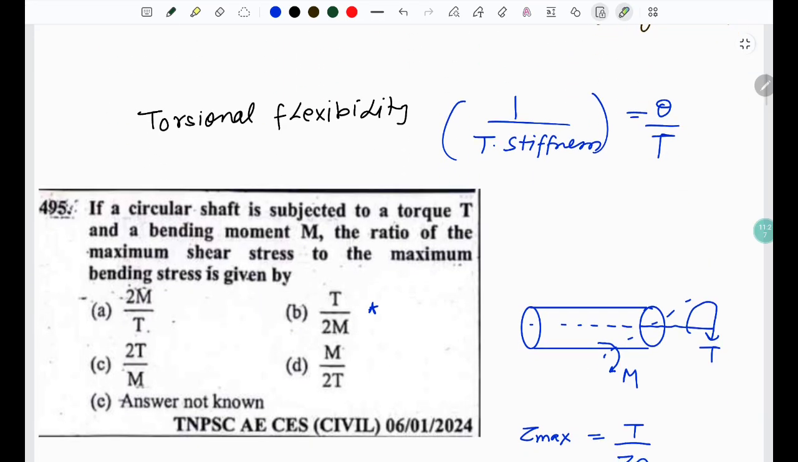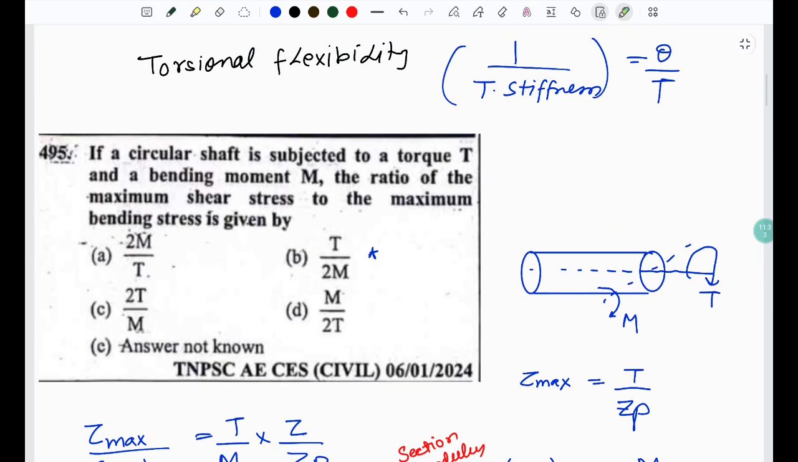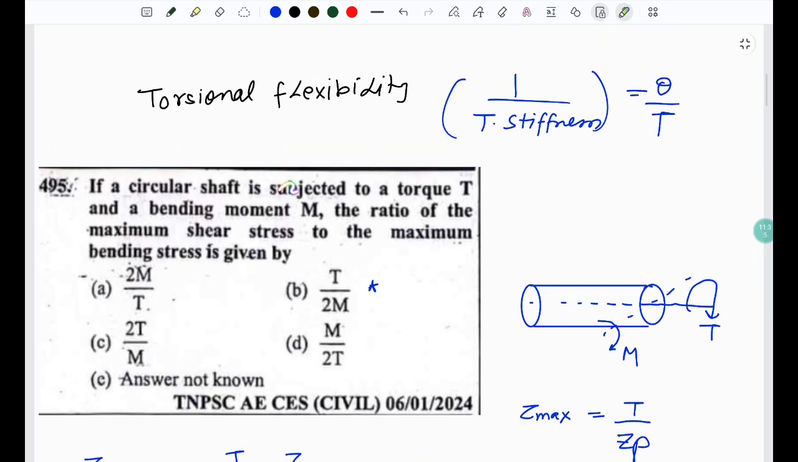And now we have a question, since the lecture is concept through questions. So here's the question. It says, if a circular shaft is subjected to a torque T and a bending moment, so it is a case of combined stresses, then the ratio of the maximum shear stress, that is tau max, to the maximum bending stress, that is sigma b max.